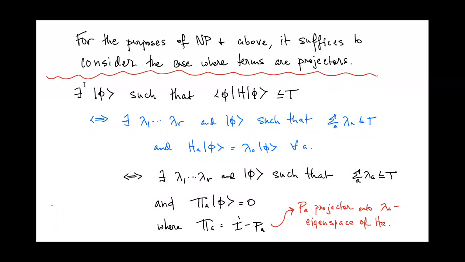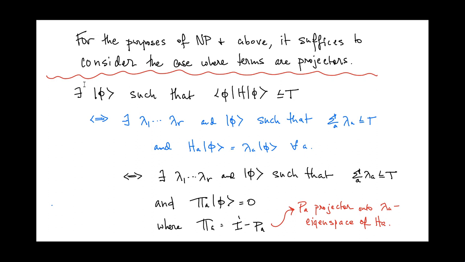The point I was just trying to make is that this reduces to the case where they're all projectors. But if I just have a generic instance of a Hamiltonian, I don't necessarily know how to do that reduction, because I don't know which eigenspace of each term should be hit. So I don't know exactly which A to use or which lambda_A to use when I do this transformation. In NP? Generically not, yes.